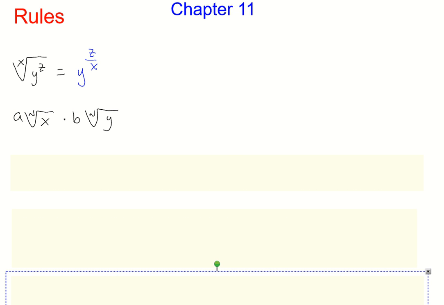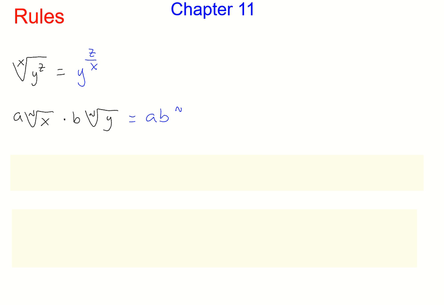Rule number two, go ahead and do the second rule. A times the nth root of x times b times the nth root of y. Some of you guys take forever even to get the problem written down. You got to speed up. Okay, so hopefully you said to yourself, I have to multiply the coefficients and I have to multiply the radicands, right? I'll take questions over these when we finish all four rules.